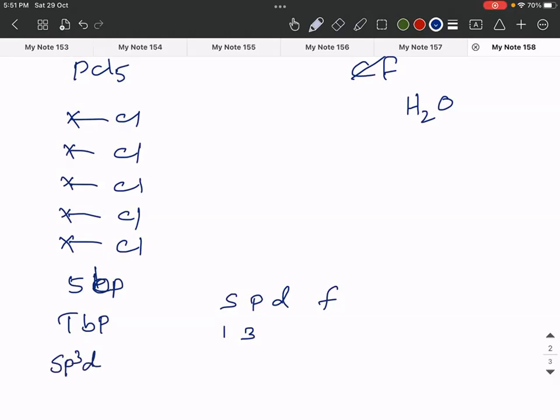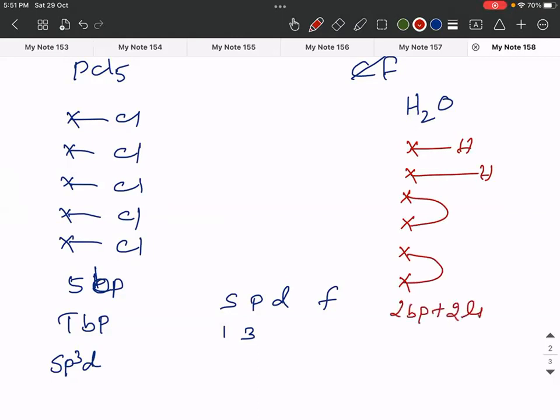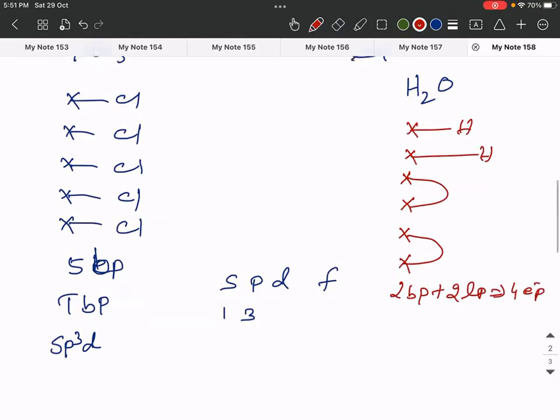Okay. Now we'll go for the water molecule. Which is the central atom? The one with the lowest number will be the central atom; the one with more number is not the central atom. Oxygen has 6 valence electrons. How many hydrogen atoms are attached? 2. The remaining are 2 lone pairs. So 2 bond pairs plus 2 lone pairs, totally 4 electron pairs, right? With 4 electron pairs, what is the shape?